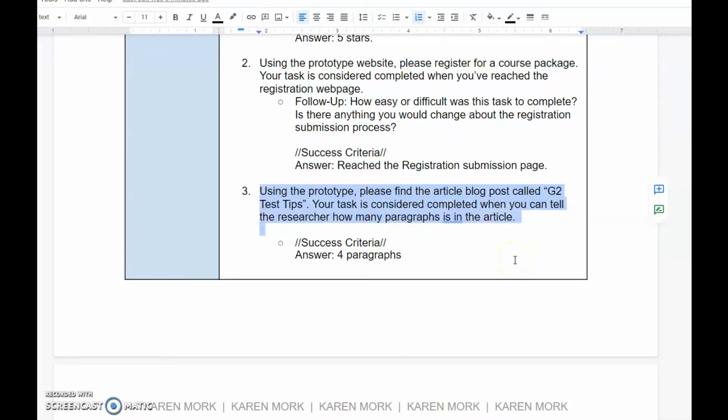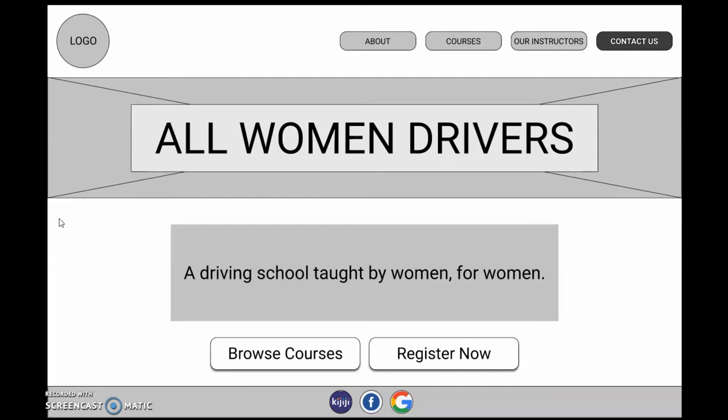Using the prototype, please find the article blog post called G2 Test Tips. Your task is considered completed when you can tell the researcher how many paragraphs are in the article. Although people were able to find the article posts, I did notice that there was a lot of looking around: okay, so would it be in about? No, I don't think so. Would it be in courses? Oh, look, free resources. It was kind of like a surprise reaction for a lot of people, which I did not expect. But I can understand how that would be because of the naming that I used.